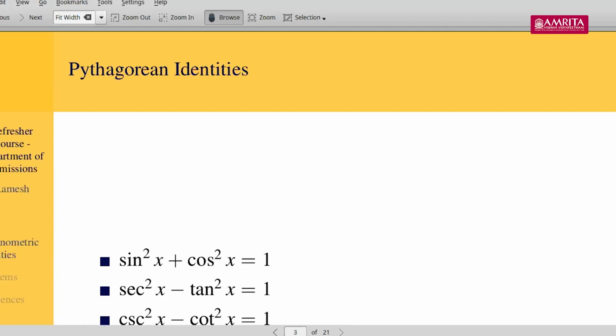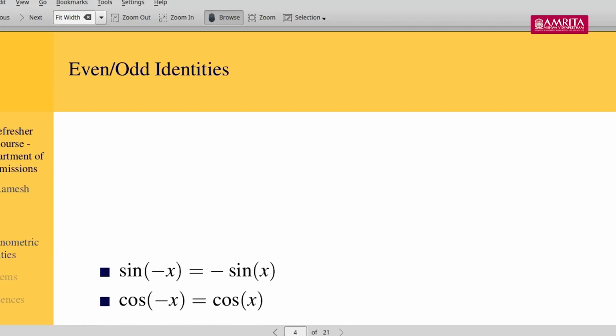Now I'll move to the next set of identities, even and odd identities. What do we mean by even and odd identities? Sin x is an odd function, everyone knows, and cos is an even function. If you replace x by minus x, the minus sign will come out of the sine. That is, sine of minus theta is equal to minus sin theta. In a similar way, the cos of minus theta is equal to cos theta. Therefore, sine is an odd function and cos is an even function.